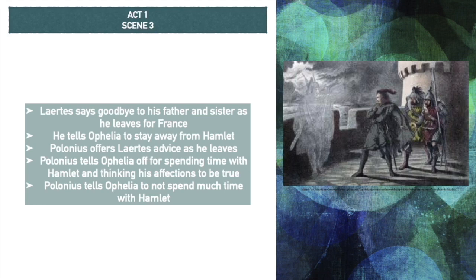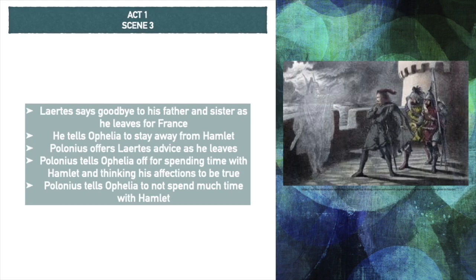And this is really important because this is going to develop later on. Polonius really plays with Ophelia's feelings and he really disregards Ophelia's feelings, which is really horrible to see. But in this scene, he's very strict with her and very condescending as well, because he tells her basically she's misread the whole situation, that Hamlet's not interested in her and she should make herself less available to him.